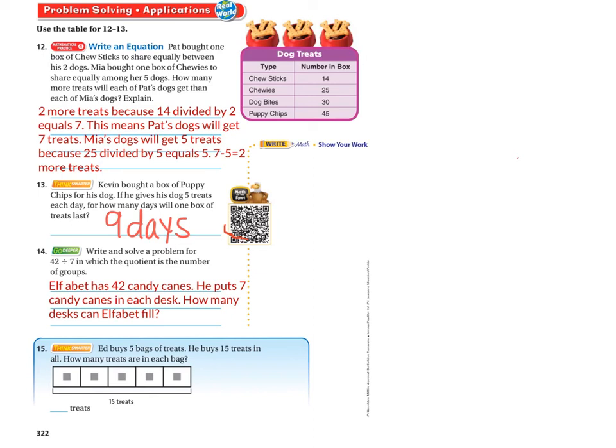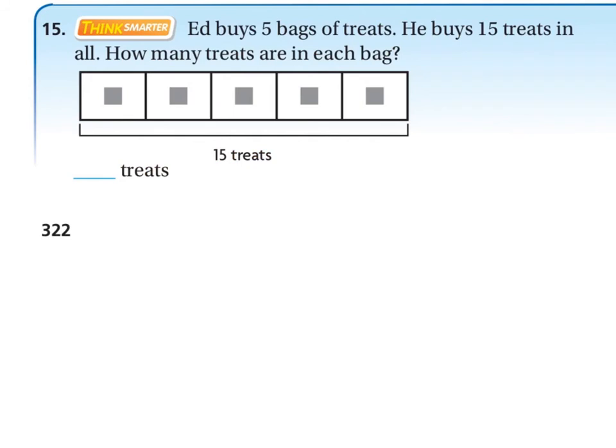You also needed to make sure to solve your problem. If you read carefully, it says write and solve. So in order for number 14 to be complete, I should also see a division equation. Mine would be 42 divided by 7 equals 2. Remember, you are probably going to have something completely different than mine, and that's okay.